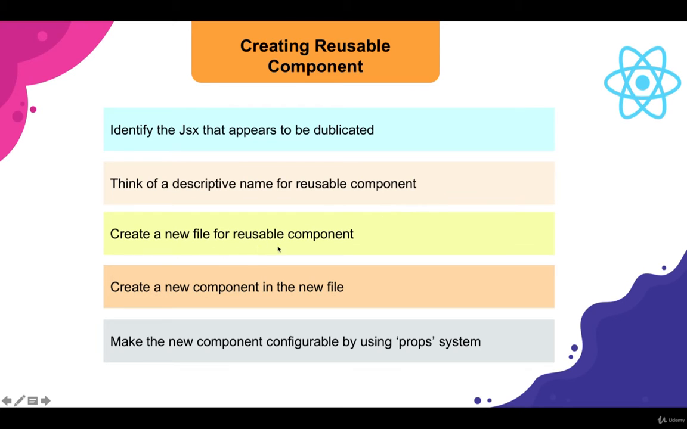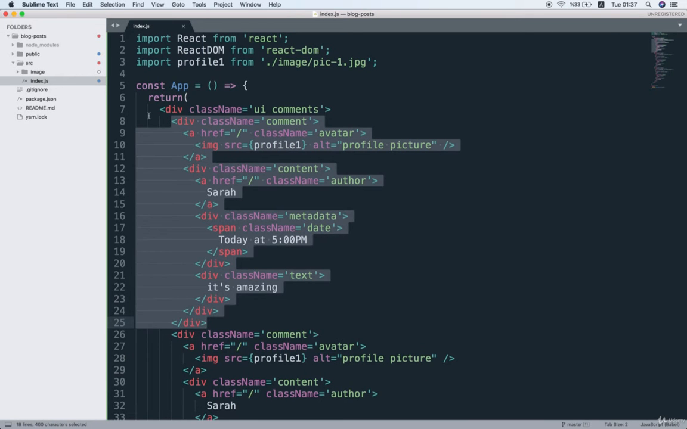And next, I will create a new file to house the component that we're going to create. So this file is going to have the same name as the component. So that means we're going to now make a new file called single comment inside of our SRC folder. All right, you with me?